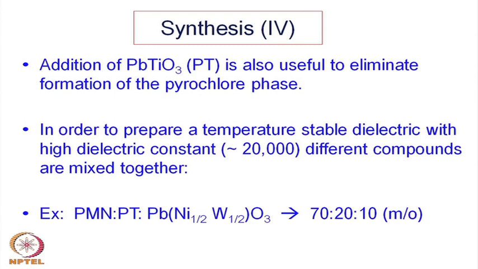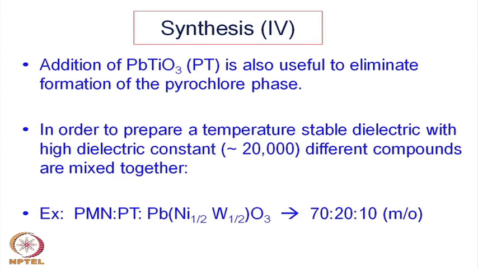In order to avoid the formation of this pyrochlore phase, sometimes an addition of lead titanate is also useful to eliminate the formation of the pyrochlore phase. So, by adding or making a solid solution with another titanate, lead titanate, which is relatively simple to prepare, some amount of lead titanate is added, and when a solid solution forms with lead titanate and PMN, the pyrochlore phase formation is avoided.